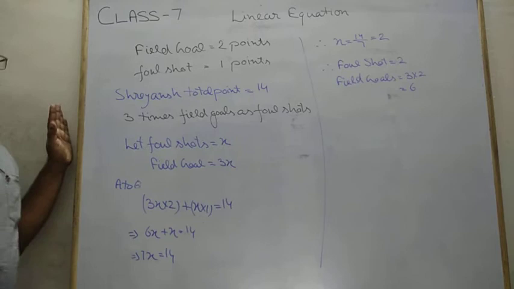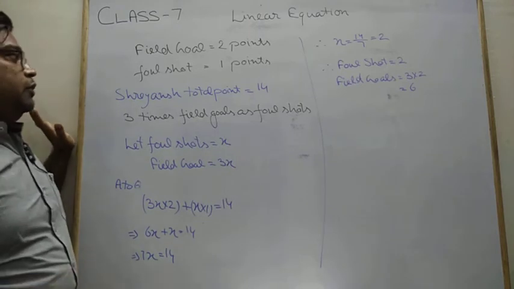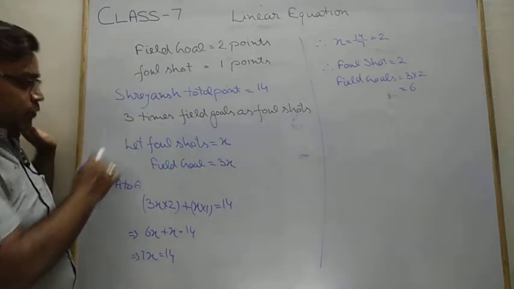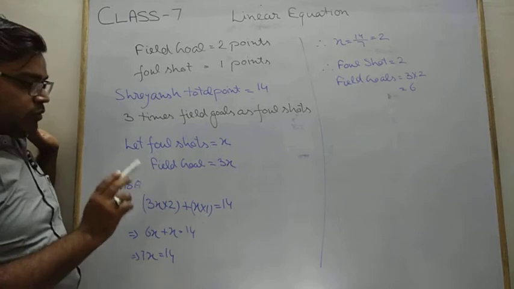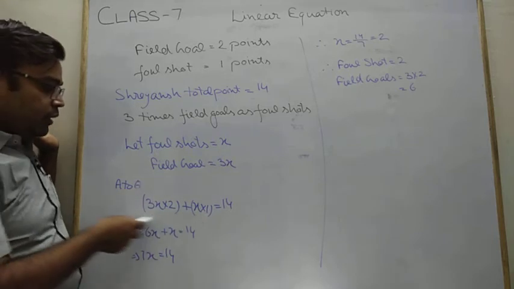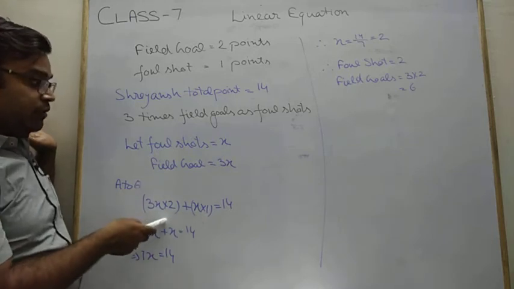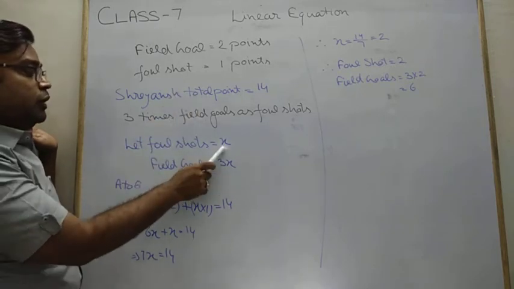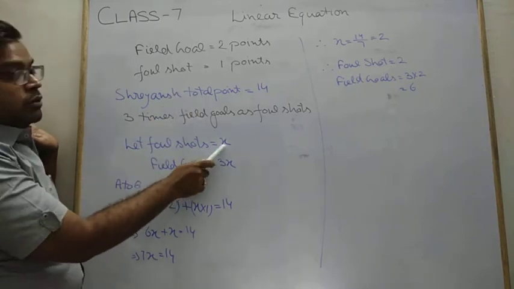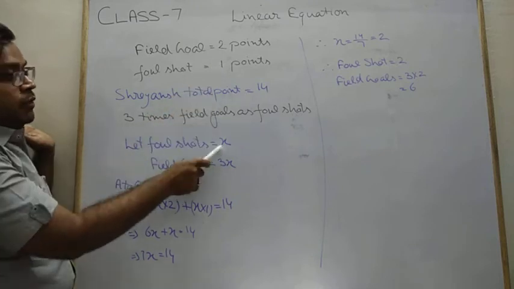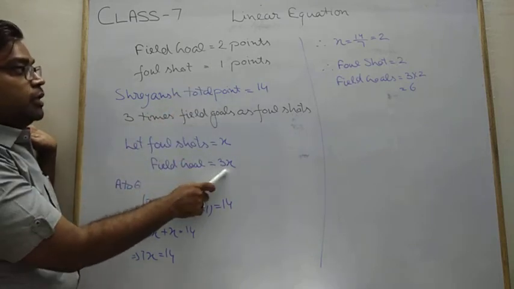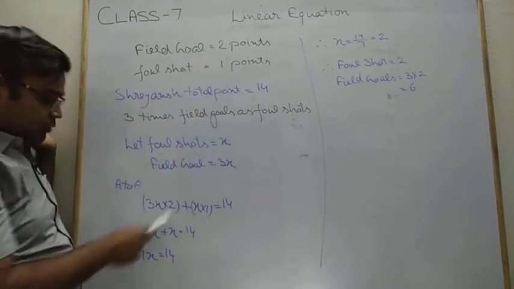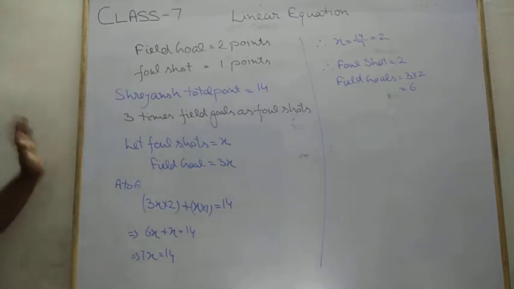So I hope this question is clear to you. This is your given part, and from this we start to frame the solution. Always remember, we frame the equation point wise. For foul shots, the number of foul shots is x, so points are x into 1. For field goals the number is 3x, so points are 3x into 2, that is 6x. So this is one question.